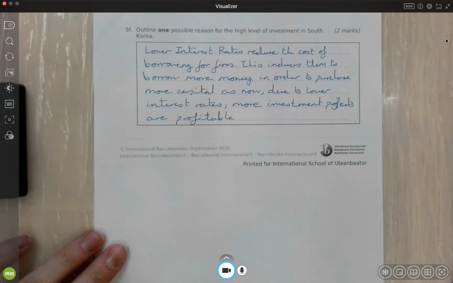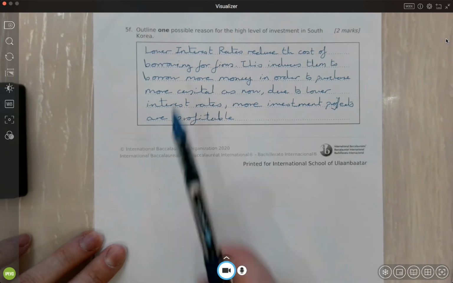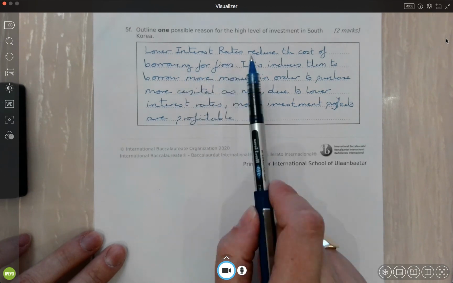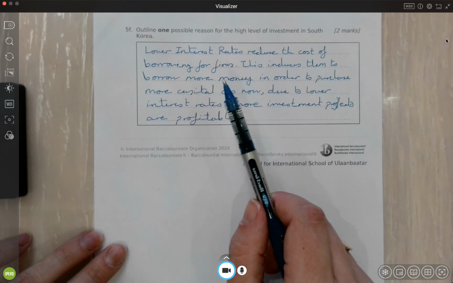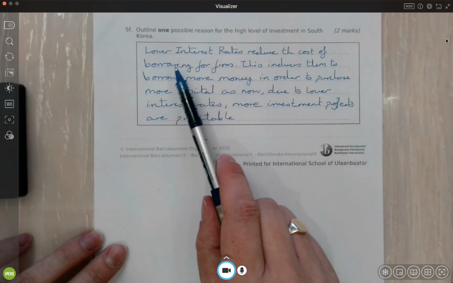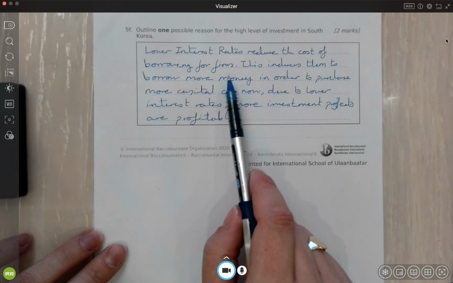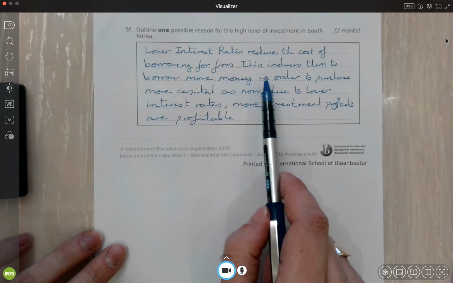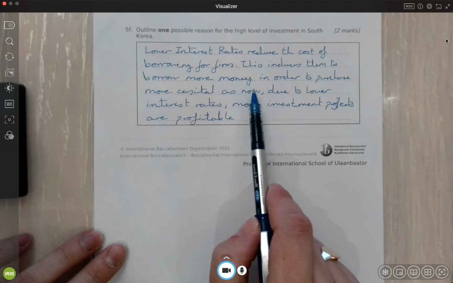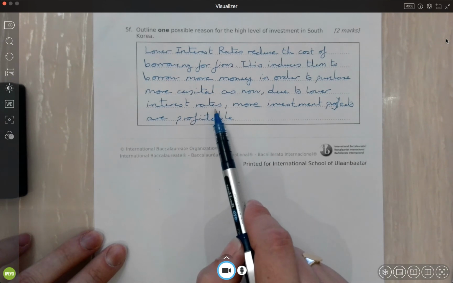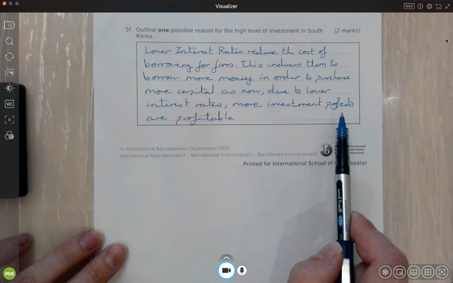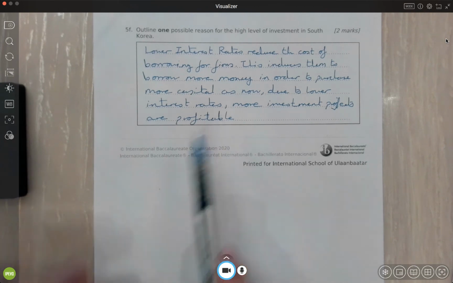Now, last but not least, outline one possible reason for the high level of investment in South Korea. And the one that I've gone for is lower interest rates. I'm going to say that because business confidence is probably the most important, but lower interest rates is the easiest to factually describe. Okay, so lower interest rates reduce the cost of borrowing for firms, if you can read that horrible bit of writing. This induces them to borrow more money in order to purchase more capital, as now, due to lower interest rates, more investment projects, my God, my writing, are profitable. Okay, that's all you need to write down.